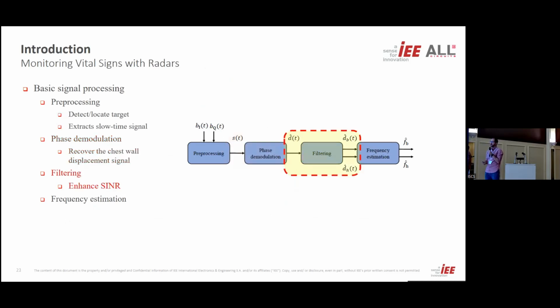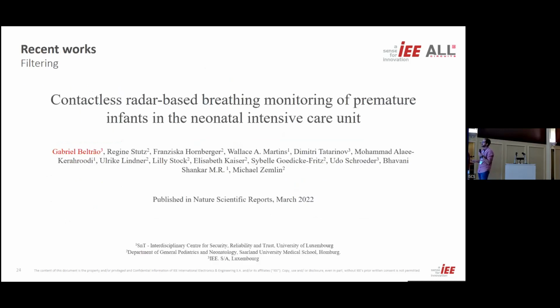So now let us assume that we managed to extract the chest movement correctly. And what we want to do now is remove whatever interference we have, or improve our signal before going to the estimation part.